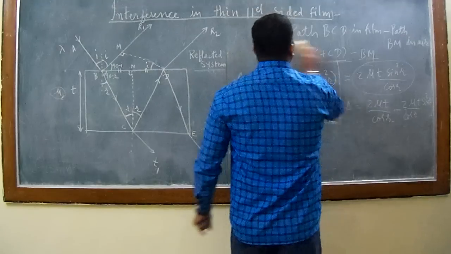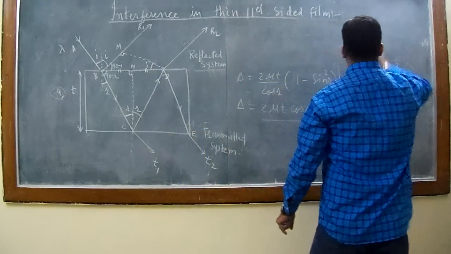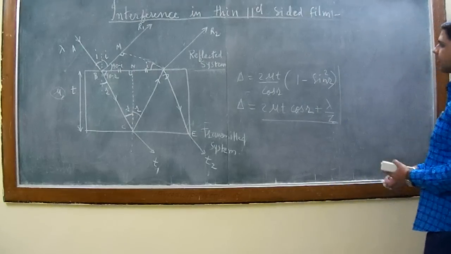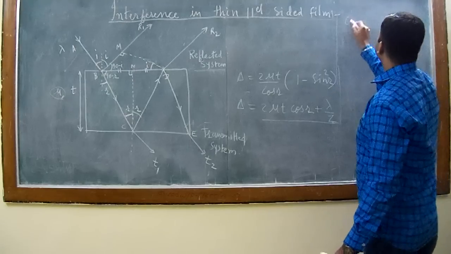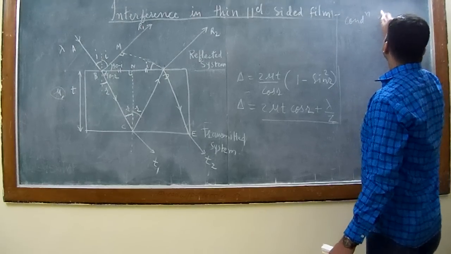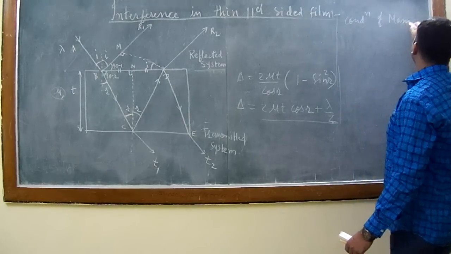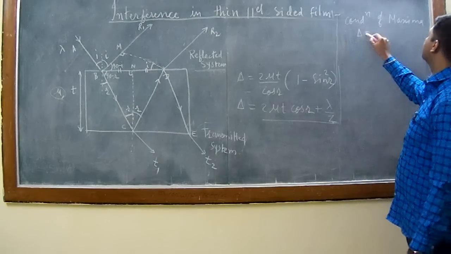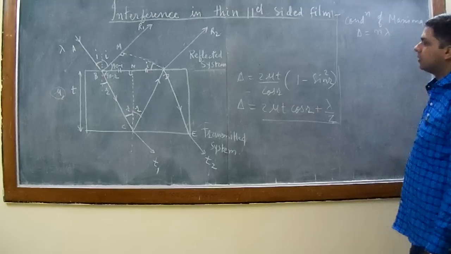Now as we know what the path difference is in case of the reflected system, we can write the conditions of maxima and minima. The condition of maxima, or condition of brightness, or condition for constructive interference, is that the path difference should be an integral multiple of the wavelength.